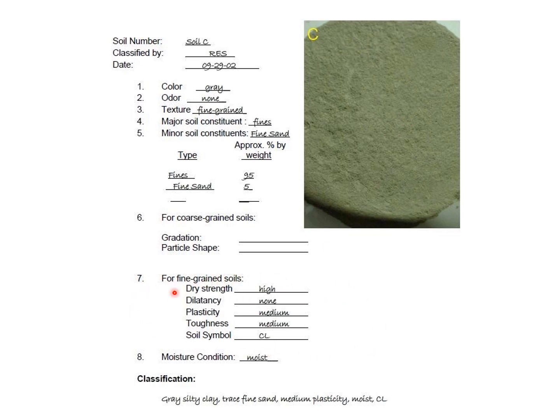So look at this part. Dry strength is high, dilatancy none, plasticity is mentioned over here, toughness, and the soil symbol, ultimately we are getting CL, and the moisture condition is moist. So in this way you can describe this soil.